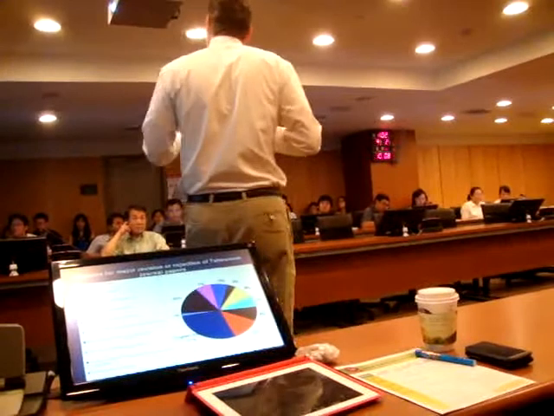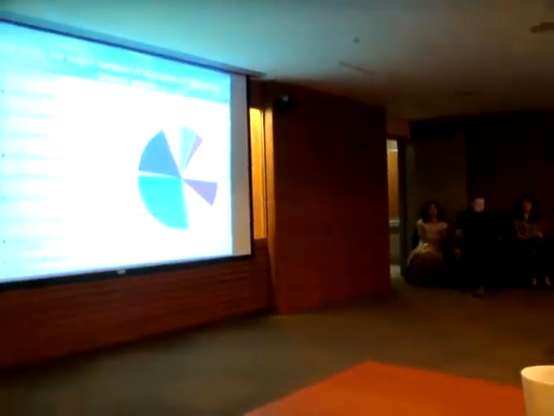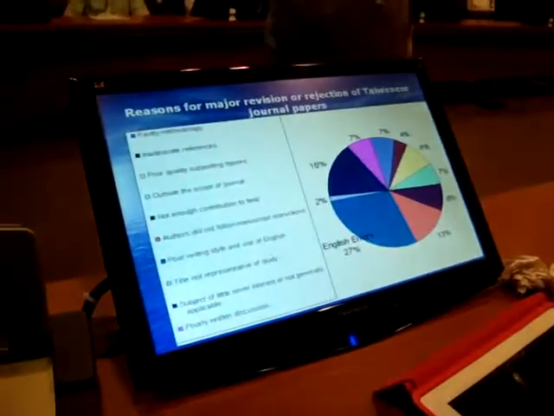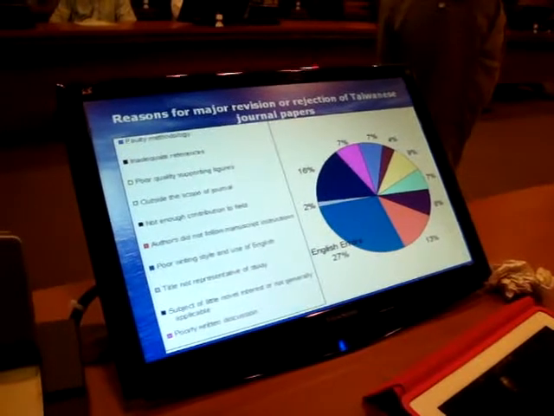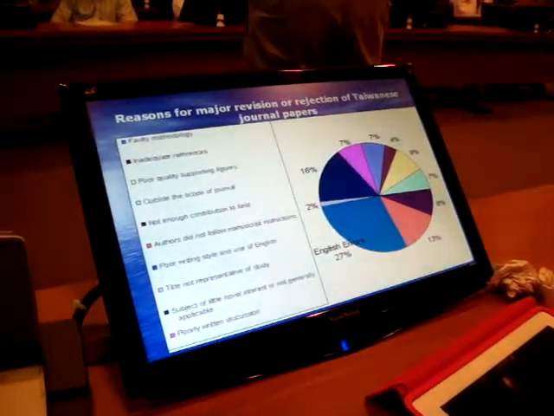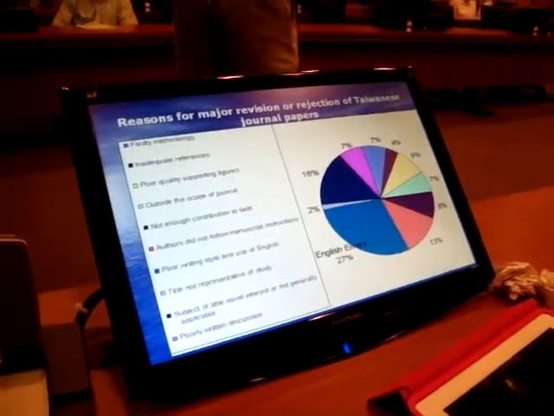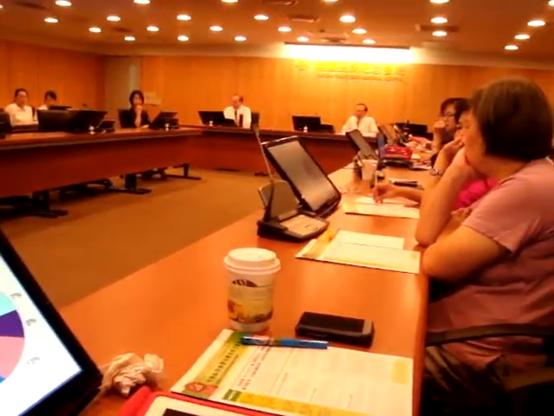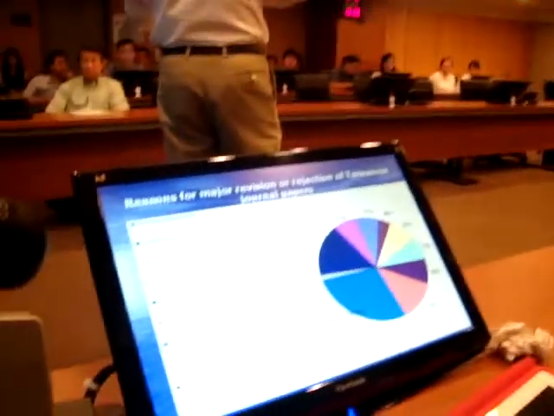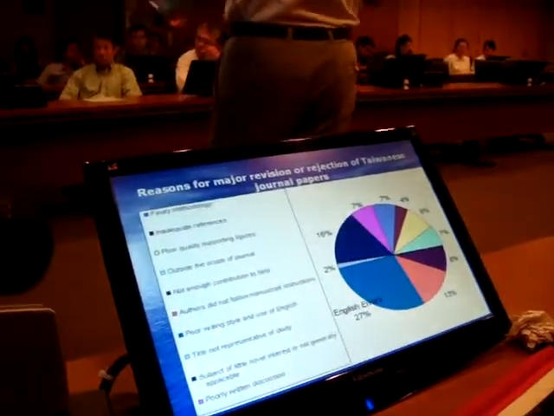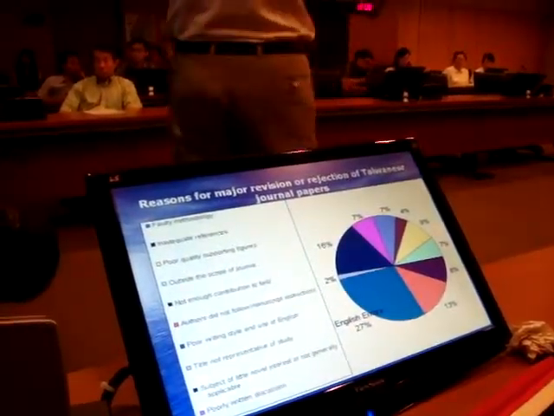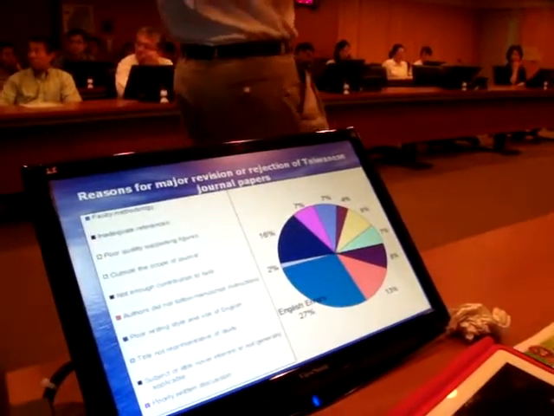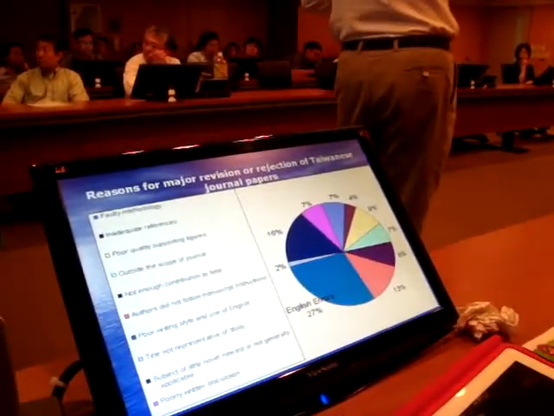7% faulty methodology. There was a problem with the statistics, with the formula, with the numbers, reject. 4% inadequate references, not enough citations, reject. 9% poor quality supporting figures. I don't understand the figure, the graph is confusing to me, it's fuzzy, or the caption isn't telling enough to understand what's going on. 7% outside the scope of the journal. It's a good topic, but it's bad for us. Goodbye.